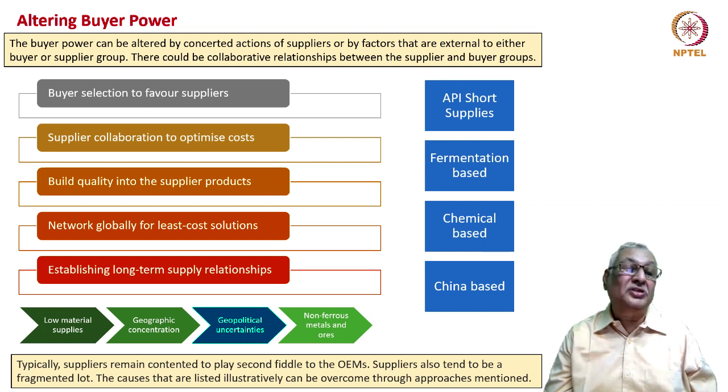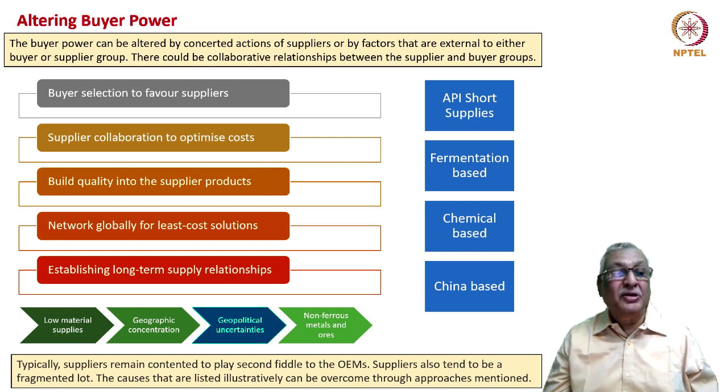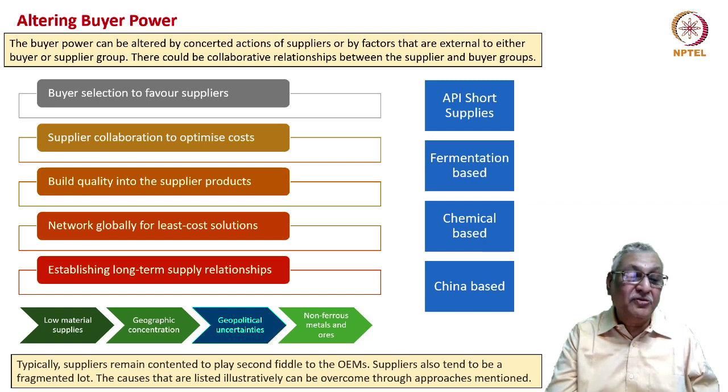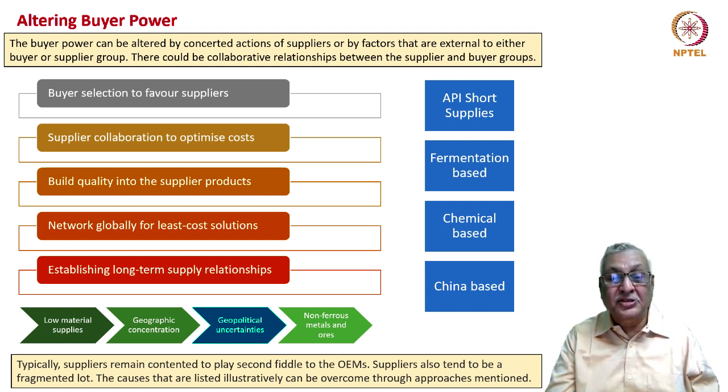How do you alter the buyer power? Obviously, by overcoming the factors that have been mentioned earlier, you can alter the buyer power. But on the other hand, we can look at a collaborative relationship so that both the supplier and the buyer benefit. So these are the 5 ways in which you can do it. 1, you select your buyers in such a way that suppliers are also benefited. We can collaborate mutually between buyers and suppliers. There could be understanding to optimize costs to enhance deliveries. We can build quality into the supplier products so that the supplier benefits overall. We can network globally for the least cost solutions and also tell the suppliers that yes, there are least cost solutions available, you better match them and in the process benefit yourself as well as myself. We can have long-term supply relationships so that nobody is looking at today's foreign exchange rate or today's raw material supply rate. There would be a kind of stability in pricing and costing decisions.